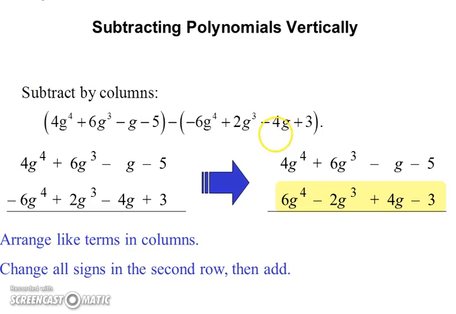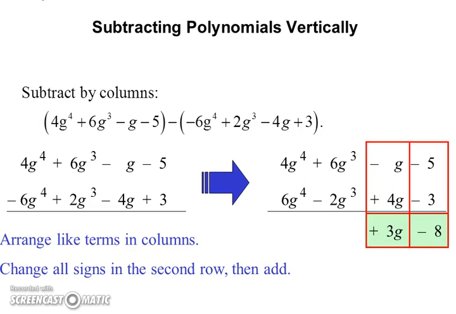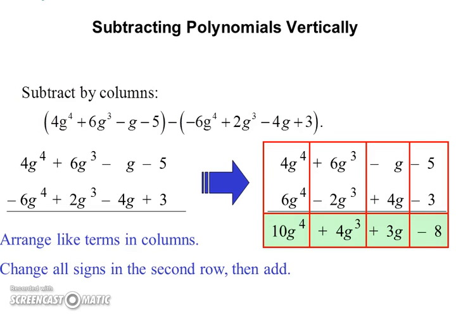So let's do that. 4 plus 6, we get 10g to the fourth power. Minus 5 minus 3, we get minus 8. Minus g plus 4g, we get 3g. We have to be careful with our signs. 6g plus a negative 2g cubed, we get 4g cubed. And then 4g to the fourth plus 6g to the fourth, we get 10g to the fourth power. And that's our final answer for this problem.